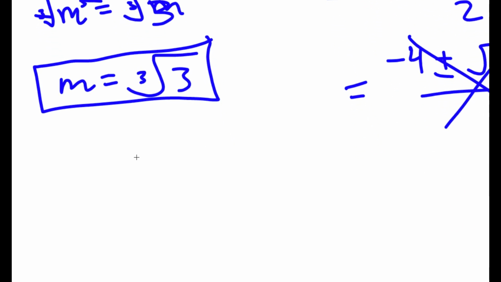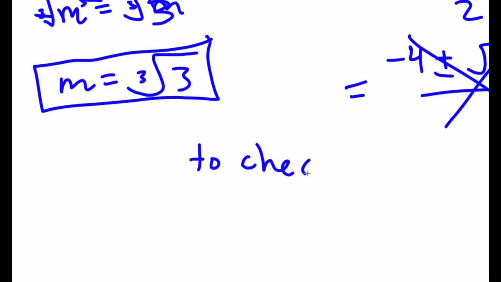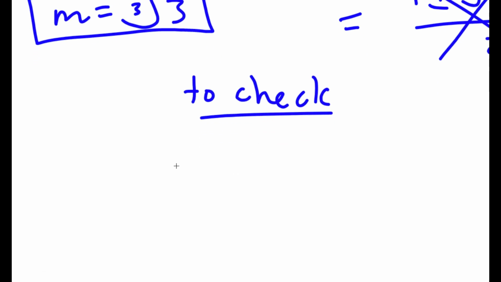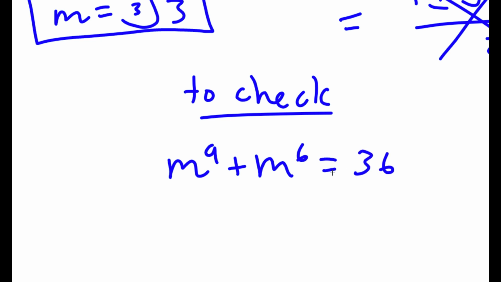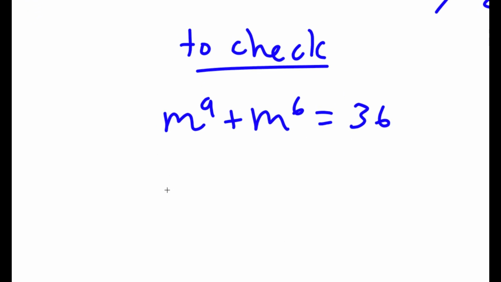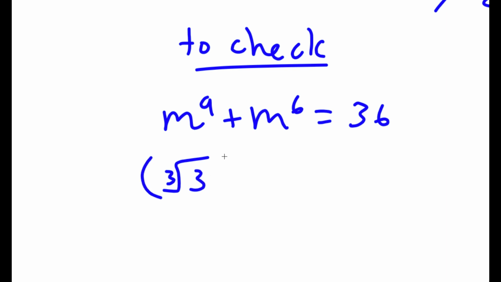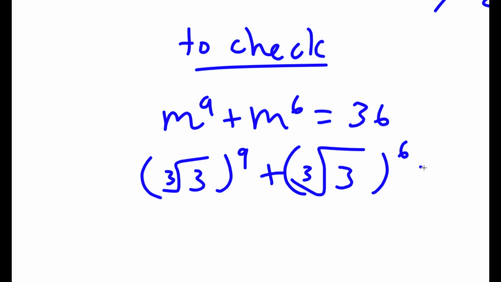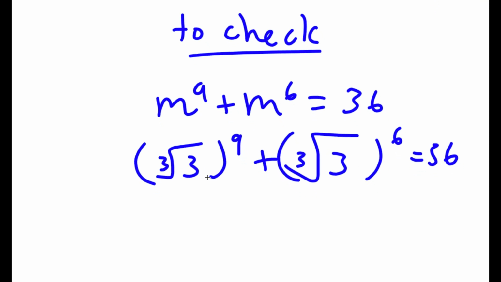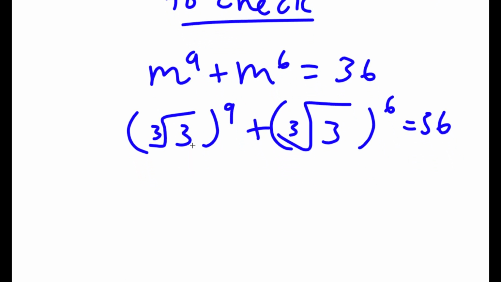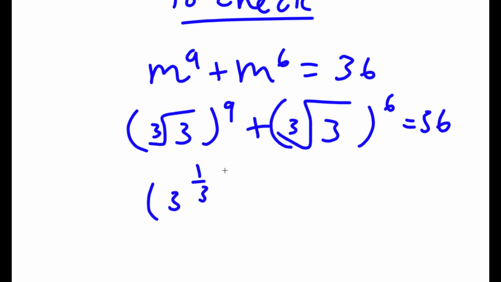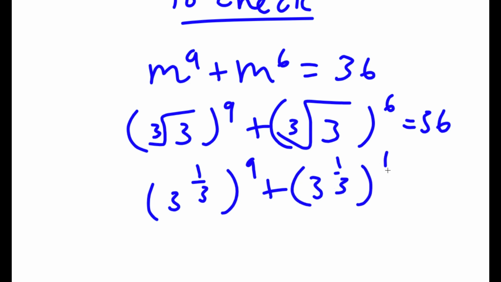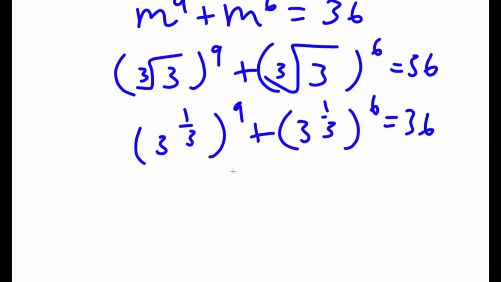So now to check, our original equation was m to the power of 9 plus m to the power of 6 is equal to 36. m is equal to the cube root of 3, so I have the cube root of 3 to the power of 9 plus the cube root of 3 to the power of 6 is equal to 36. Now the cube root of 3 is the same thing as 3 to the power of 1/3, so I have 3 to the power of 1/3 to the power of 9 plus 3 to the power of 1/3 to the power of 6 is equal to 36.